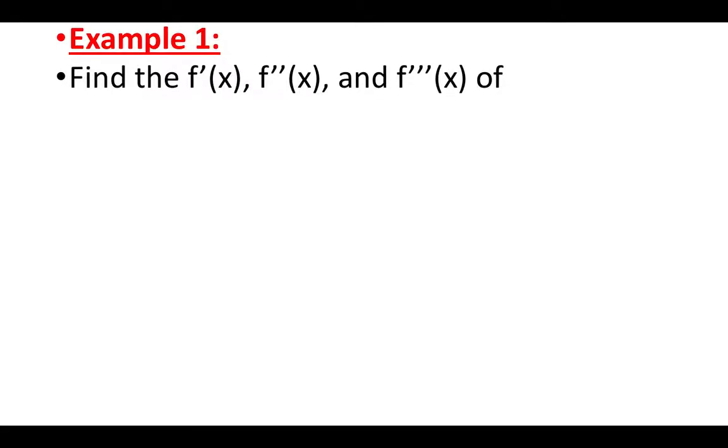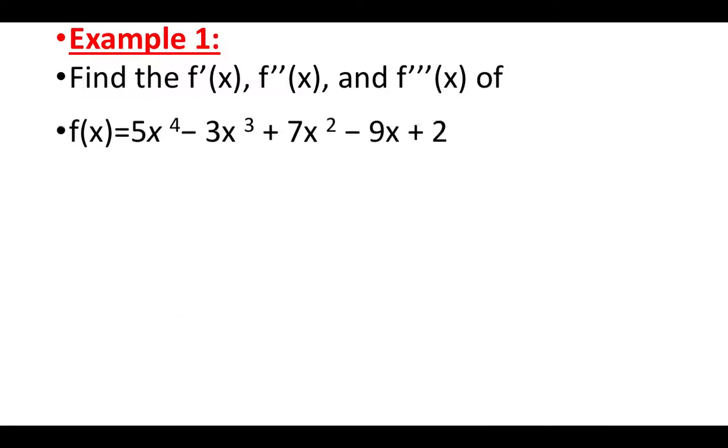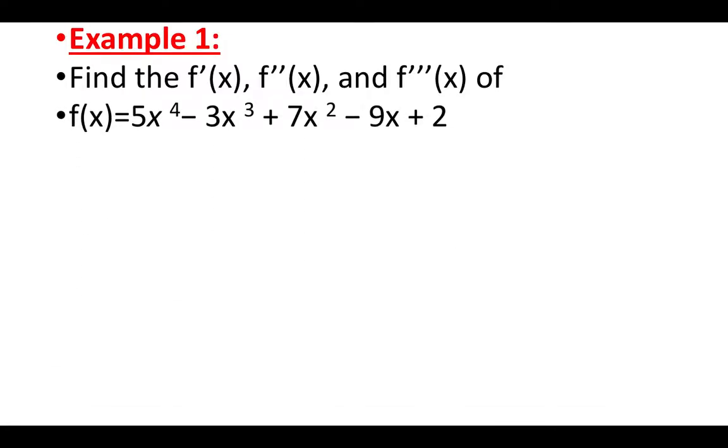Example 1 says find the first, second, and third derivative of this polynomial function. So the first derivative we all know, we're going to bring down the exponent, multiply, subtract 1, and then recall that a constant by itself is going to give us 0. So I know that plus 2 is going to give me 0 when I take my first derivative. Here's my first derivative. Great.